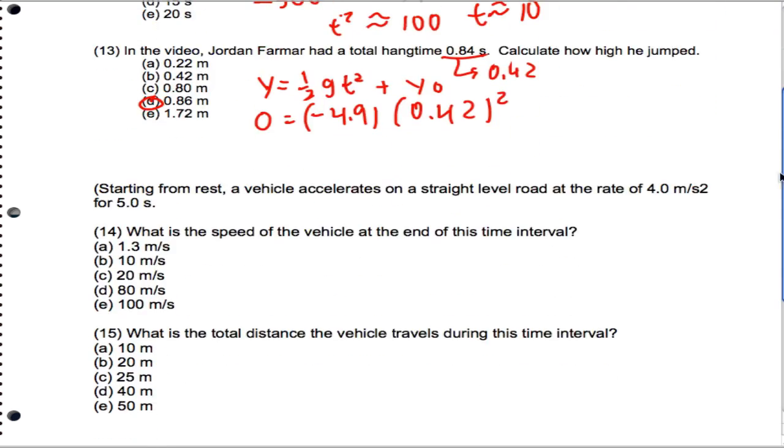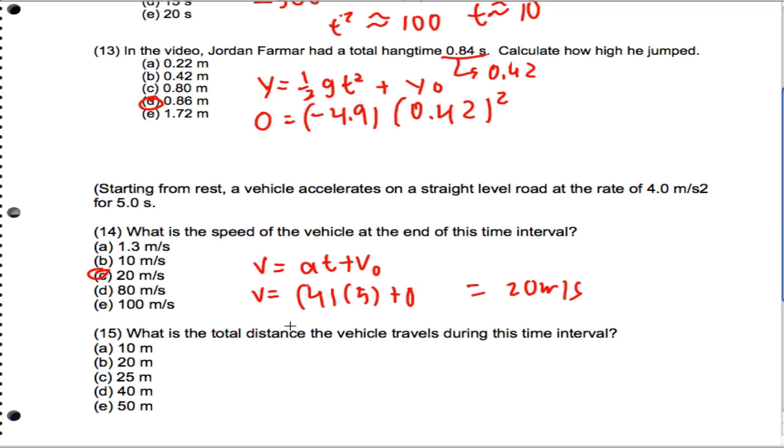Now, next question. Starting from rest, a vehicle accelerates in a straight line road at the rate of 4.0 meters per second squared for 5 seconds. We want to know the speed of the vehicle at the end of the time interval. So v equals at plus v naught, and that's going to be v equals 4 times 5 plus 0, and that's going to be 20 meters per second.